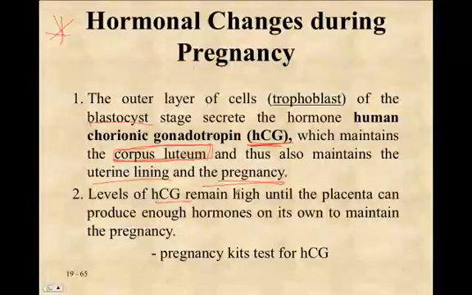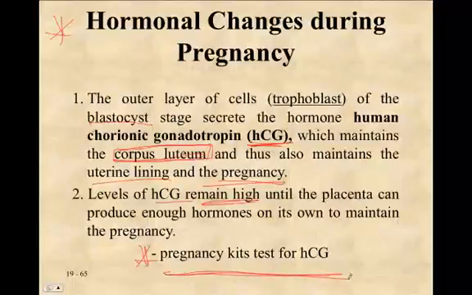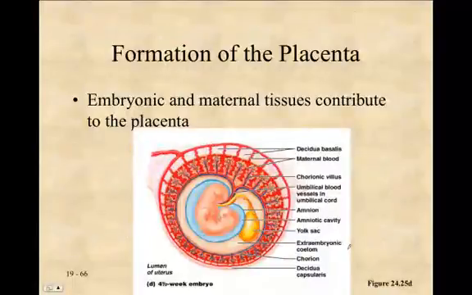Levels of HCG will remain high until the placenta can produce enough hormones on its own. Eventually, the placenta will be able to produce those hormones on its own to maintain the pregnancy. And again, those home pregnancy tests are actually testing for levels of HCG. So here you can see the formation of the placenta, both embryonic and maternal tissue. So both, again, baby tissues and mom's tissues are going to contribute to the formation of the placenta.